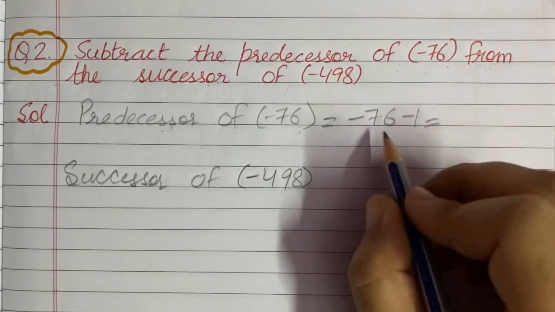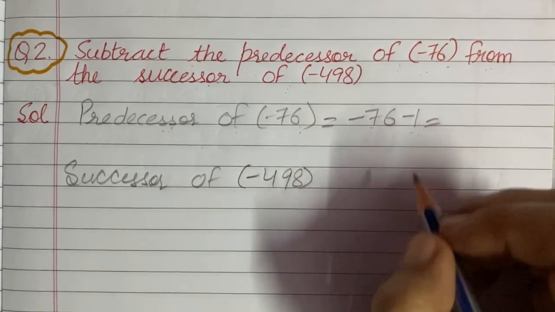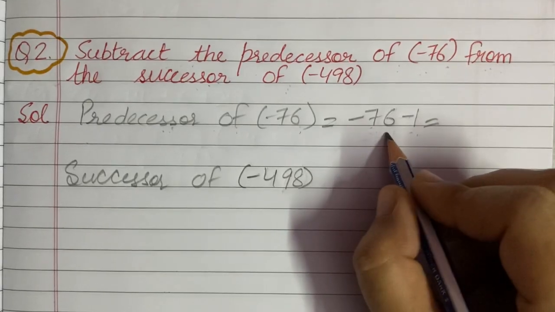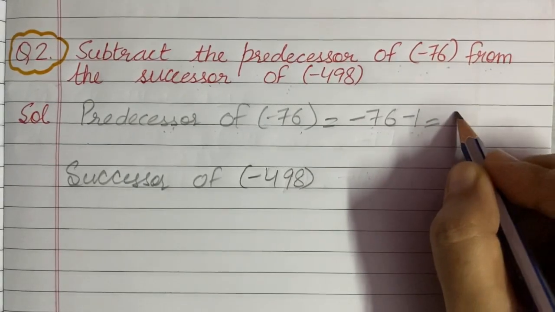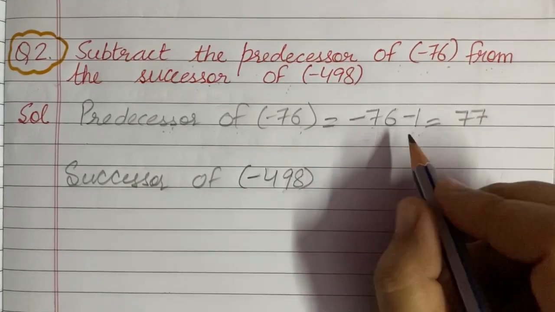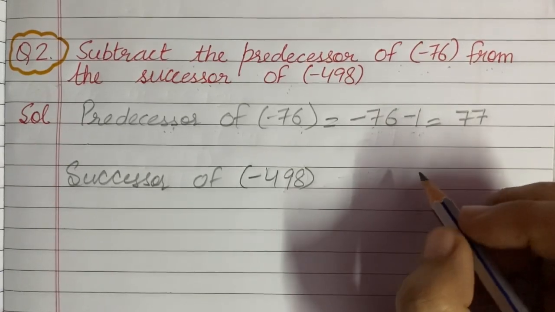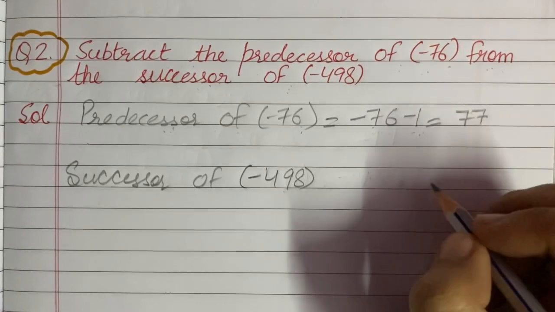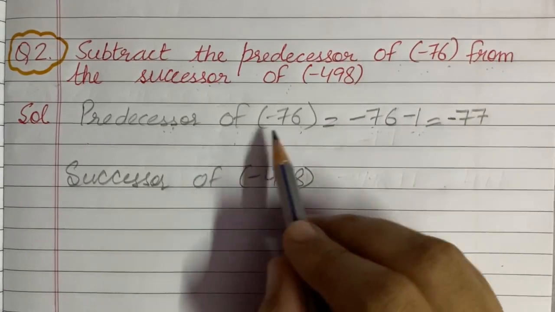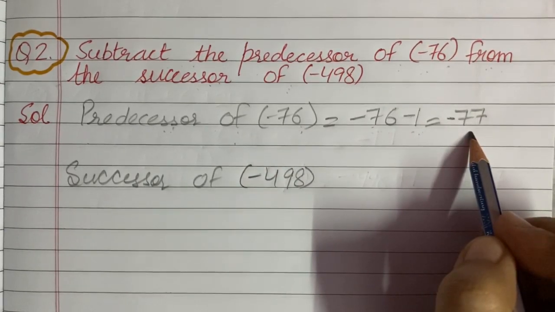Now here both the integers are negative. So what we will do, we will add them, and on adding 76 and 1, what we will get? We will get 77 as an answer, and since both the integers are negative, so that means which sign we will take? We will take the common sign, and here the common sign is minus. So predecessor of minus 76 is minus 77.